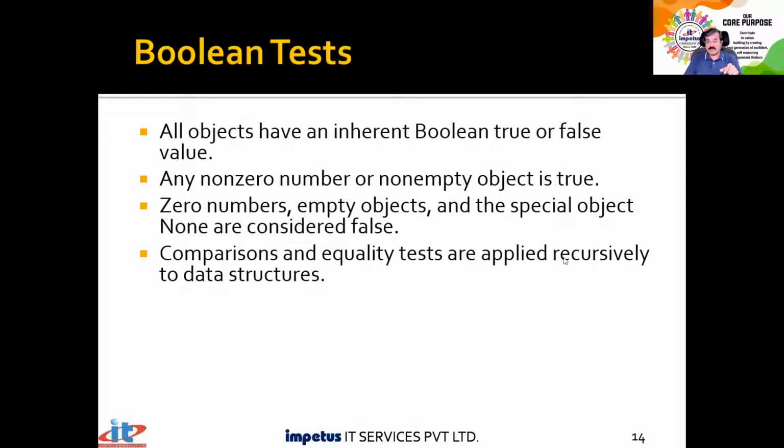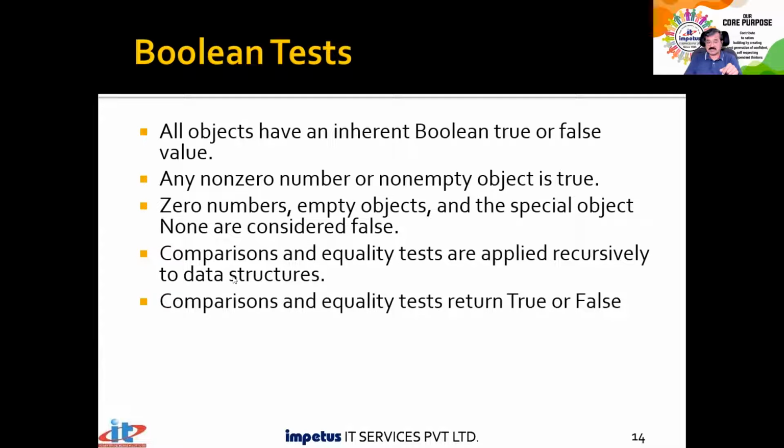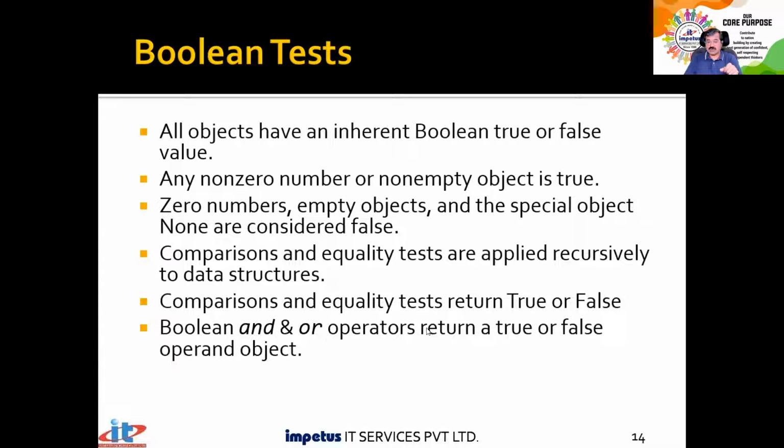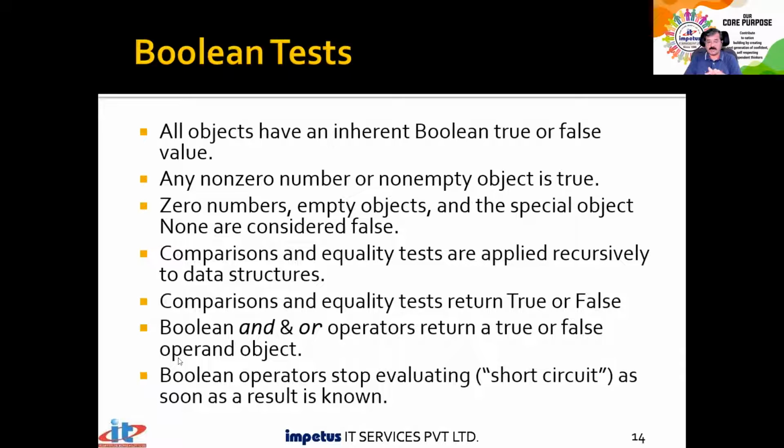Comparison for equality are applied recursively to the data structure. Comparison for equality test returns either true or false. Boolean and or operator returns either true or false. Operand object, so the left hand side operand or the right side operand, it is what it will return. Operators have a concept of short circuit evaluation. Moment the result of the entire expression is known, it will not go ahead evaluating the rest of the expression. I'll explain this with help of example.